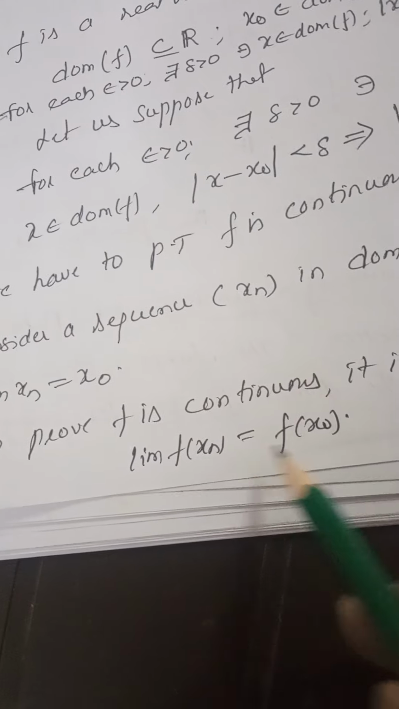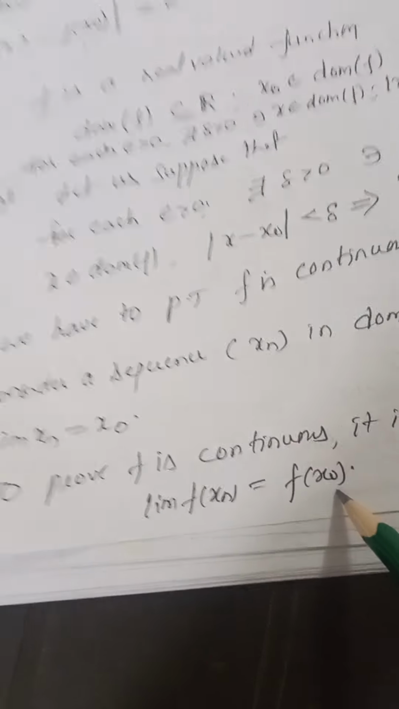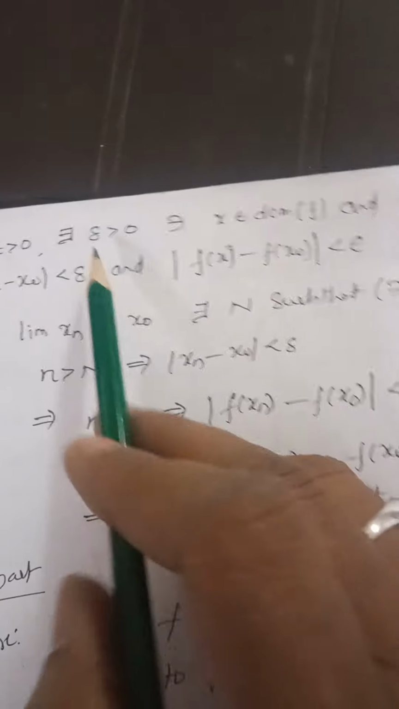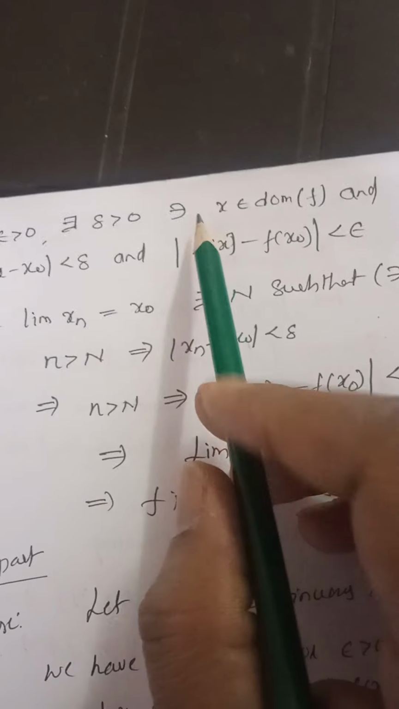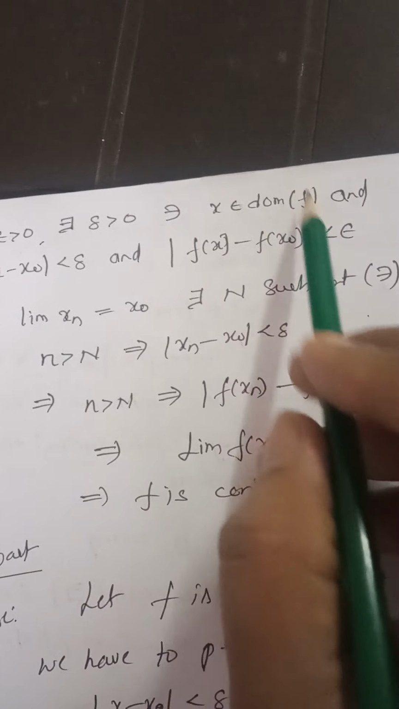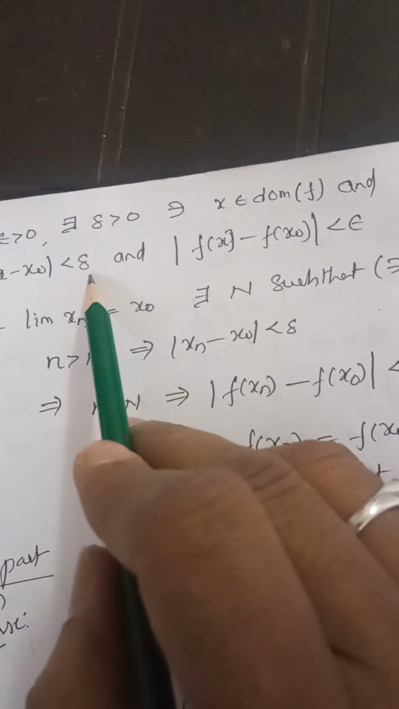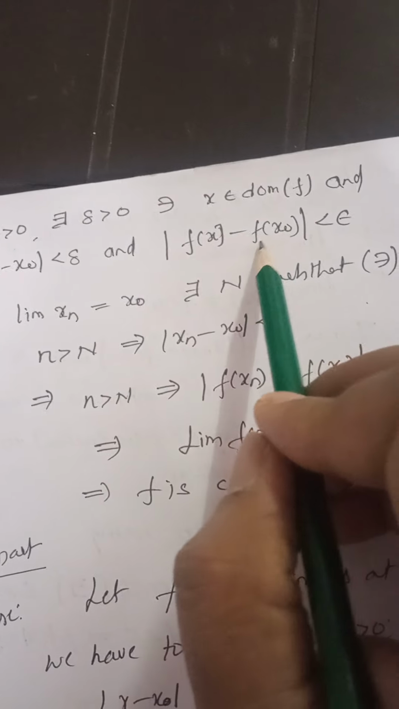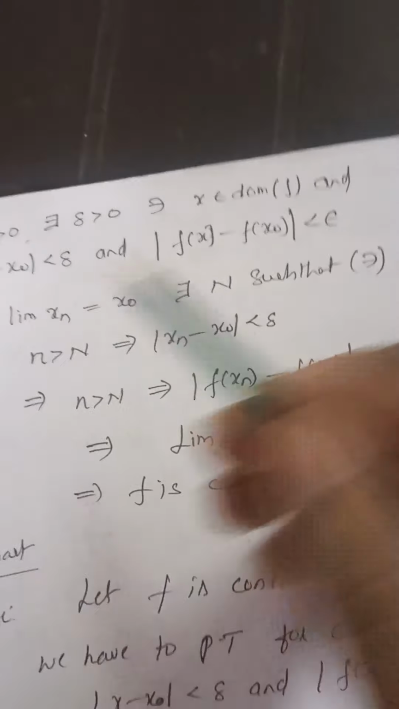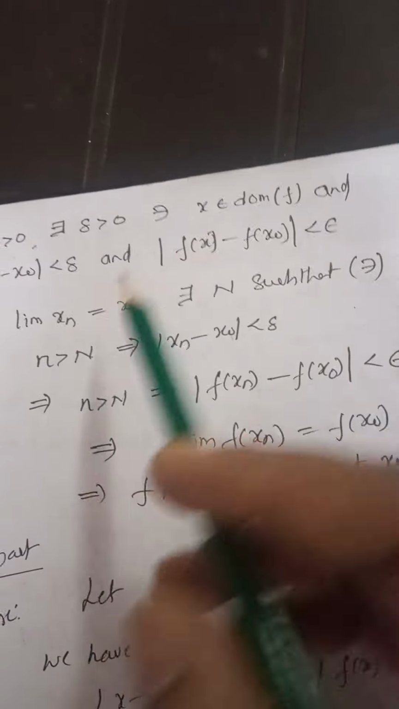Now, to prove that f is continuous, it is enough to prove that limit of f of xn is equal to f of x naught as per our definition. Okay. Now, see. For each epsilon greater than 0, there exists delta greater than 0 such that x belongs to domain of f and mod of x minus x naught less than delta implies mod of f of x minus f of x naught is less than epsilon. We know the definition, no? From the definition as it is I am writing.